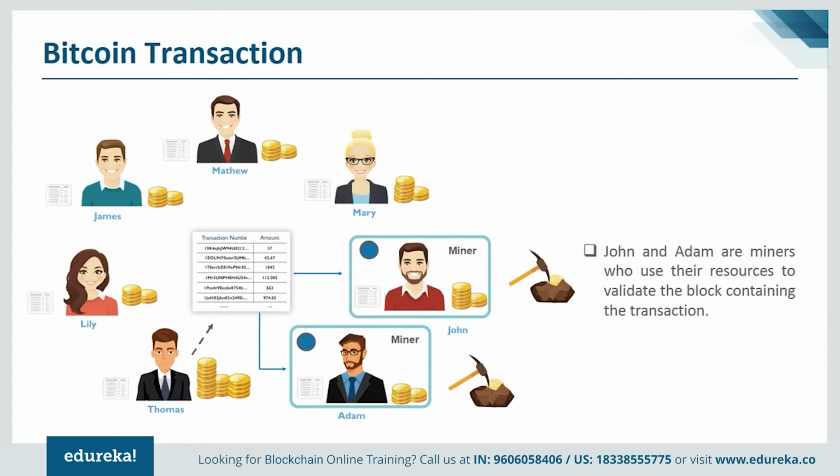Now, if this transaction is a valid transaction, it needs to be stored somewhere, and that place is known as a block. A block basically is a collection of different transactions that are verified as such. Now, at the same time, you have a competition between John and Adam as to who will create the first block with Thomas's transaction.